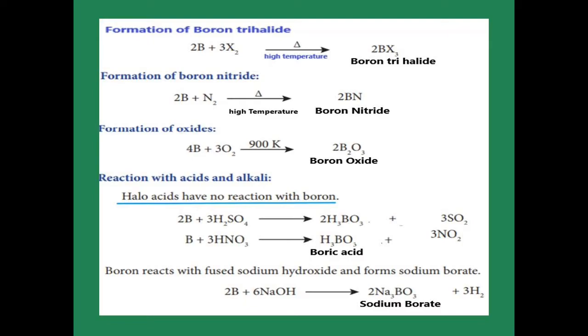Now boron reacts with sodium hydroxide. Before that, we saw that boron reacted with the acid. Now boron reacted with the base, we get the salt sodium borate. See the formula, Na3BO3. We have to memorize this formula, girls. What is the sodium borate formula? Na3BO3. Along with that we get hydrogen.